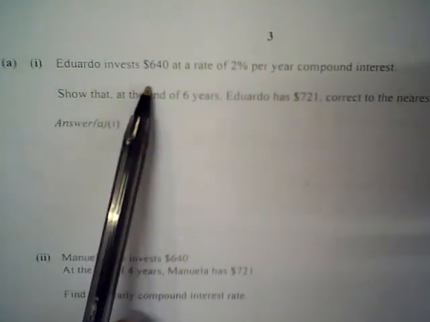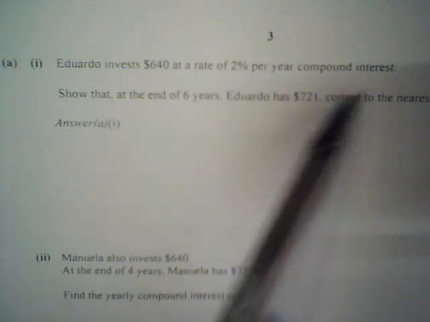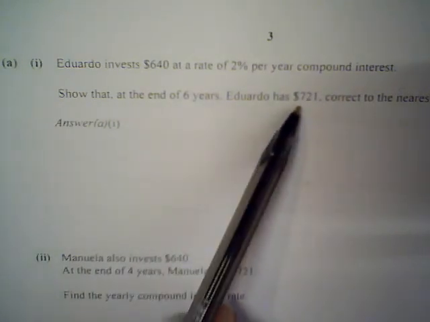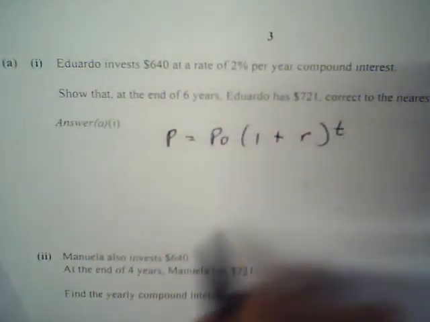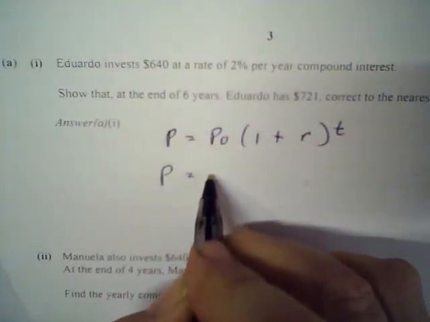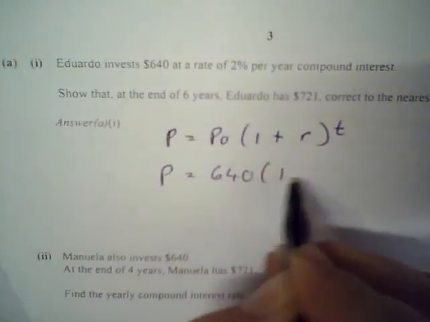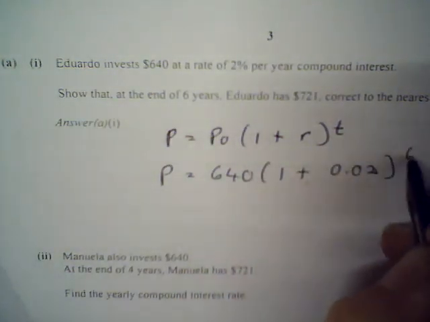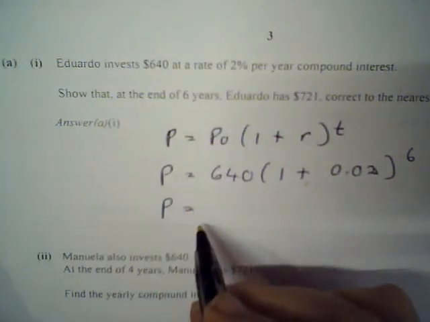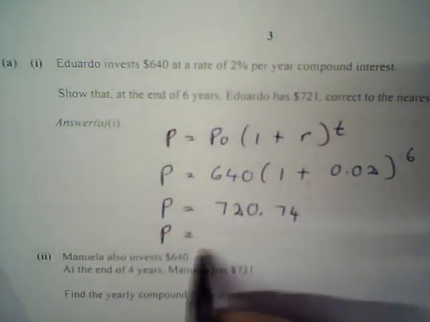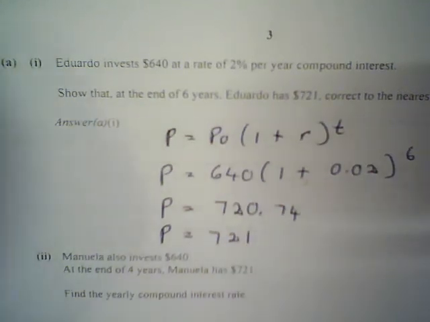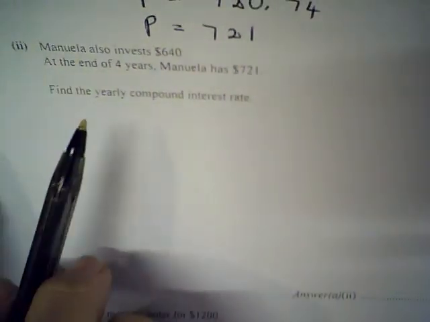Question 2 says, Ricardo invests $640 at a rate of 2% per year compound interest. Show that by the end of 6 years, Ricardo has $721, correct to the nearest dollar. Good, so we know it's compound interest, so P equals P0 times (1 plus R) to the power T. My P0, or initial principal amount, is 640. 1 plus my rate, which would be 0.02, and I have 6 years. So my new principal amount would be 721. Exactly what I wanted.